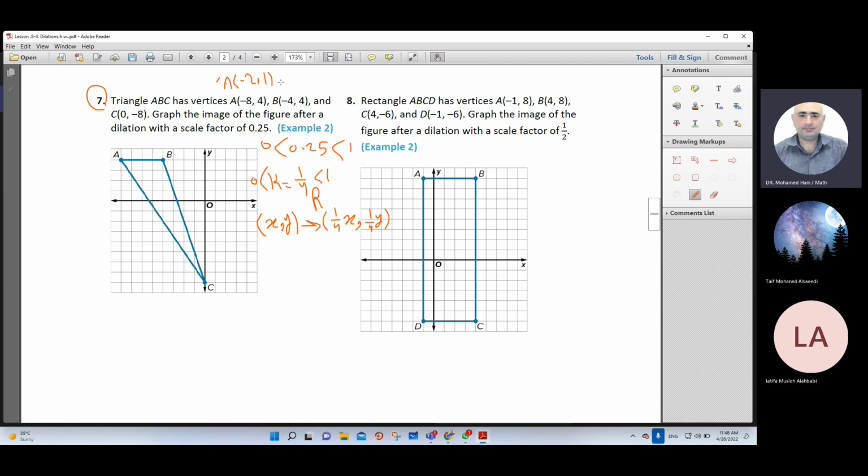Then B prime: take the x in B, minus 4 divided by 4 will be minus 1, and 4 divided by 4 will be 1. Then we have C prime: 0 divided by 4 will be 0, and minus 8 divided by 4 will be minus 2.